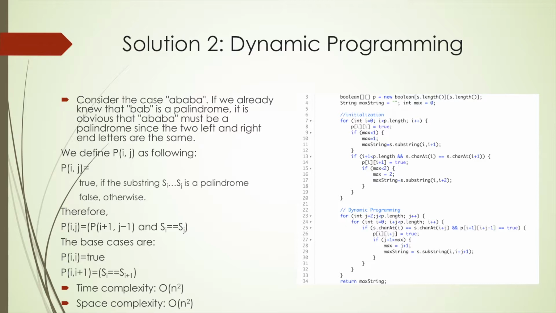Now we define P(i, j) as follows. If the substring S_i to S_j is a palindrome, we define P(i, j) equals true. Otherwise, we define it as false. Then P(i, j) equals P(i+1, j-1) and S_i equals S_j. This is the mathematical expression of the last description of this idea.